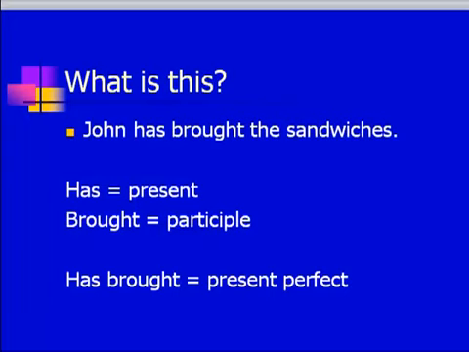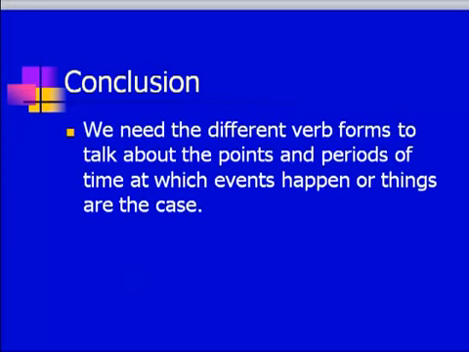Well, imagine the situation that we've all gone away together for the day, and in the afternoon we're having a picnic. Then you say John has brought the sandwiches because it's relevant to what we're talking about at the moment. It's relevant to us having this picnic that he has brought them. Okay, what we can conclude then is that we need the different verb forms to talk about the points and periods of time at which events happen or things are the case.